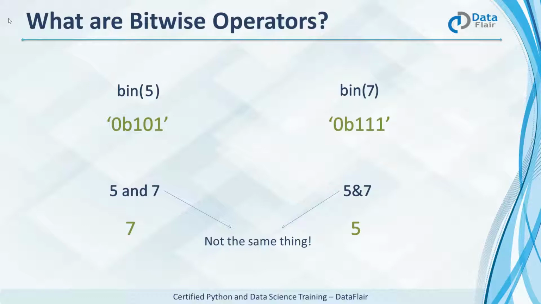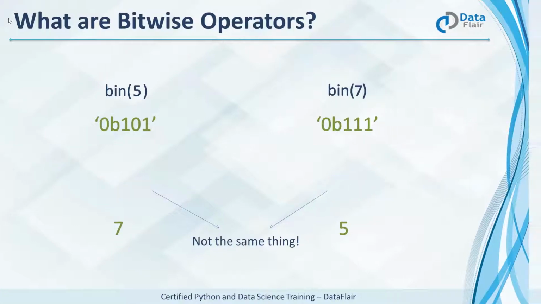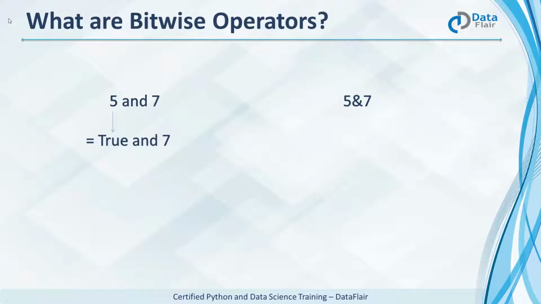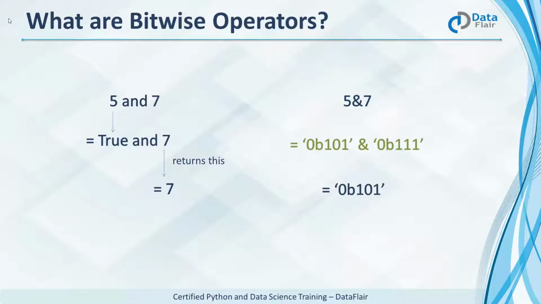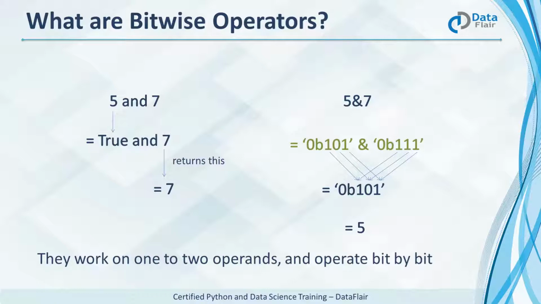Let's look at what's happening. 5 and 7 is equivalent to true and 7. True and anything returns the second value, so this returns 7. Now for the bitwise AND, 5 and 7 is the same as 0b101 and 0b111. This gives us 0b101. Let's see how. 1 and 1 is 1, 0 and 1 is 0, and again 1 and 1 is 1. This is the binary for 5. So we see bitwise operators can work on 1 or 2 operands, and they operate bit by bit.